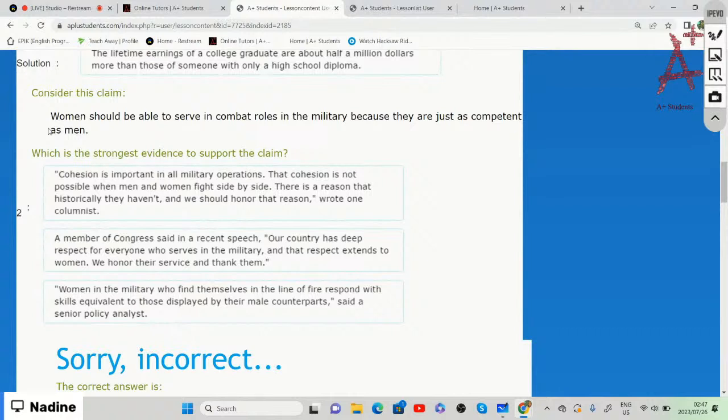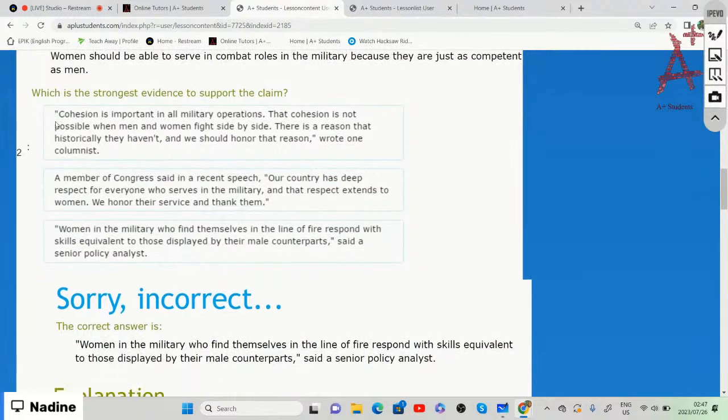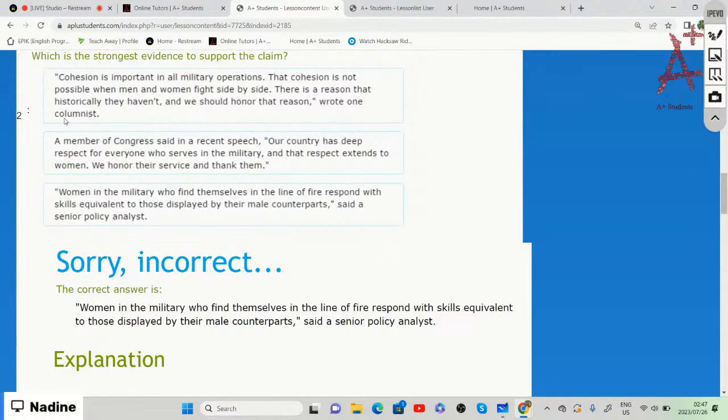So if we go back to our very first claim, it says women should be able to serve in combat roles in the military because they are just as competent as men, right? So if we were to select our claim, or the strongest evidence to support our claim, then we can say: women in the military who find themselves in the line of fire respond with skills equivalent to those displayed by their male counterparts, said the senior policy analyst, right?